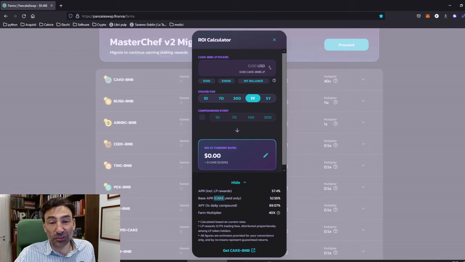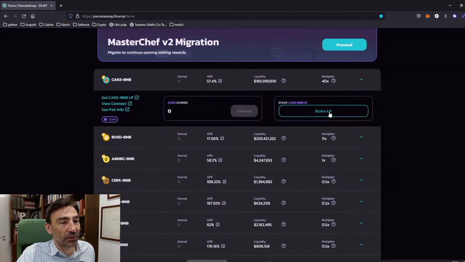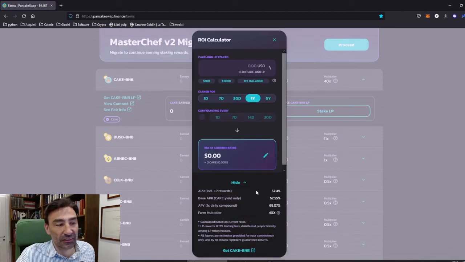And so this is the first very strange thing: I receive a huge amount of interest, but I must deposit it here. So I must deposit my liquidity token here in the farm, so I stake LP, instead of using it somewhere else. Not only that, but I receive something extra. Look, because this is also another interesting thing.